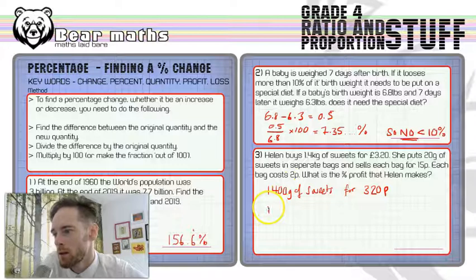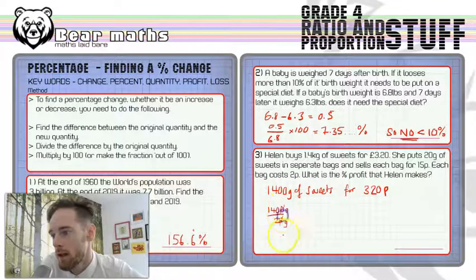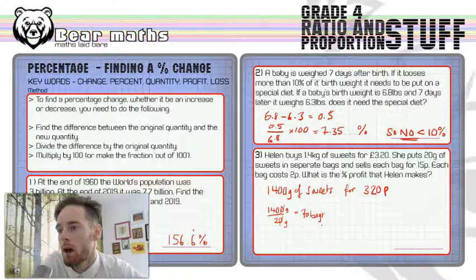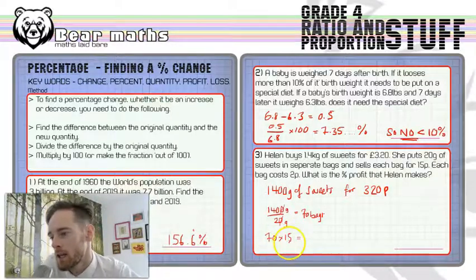So that many sweets in grams for that much money in pence. 1400 divided by 20, that's the grams divided by the grams, is going to give you how many bags she sells. So knock a 0 off there and there. 140 divided by 2, 70 bags are being filled of these sweets, and she sells each bag for 15p, so we need to do 70 times by 15.